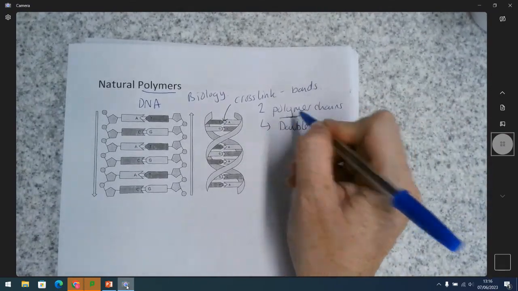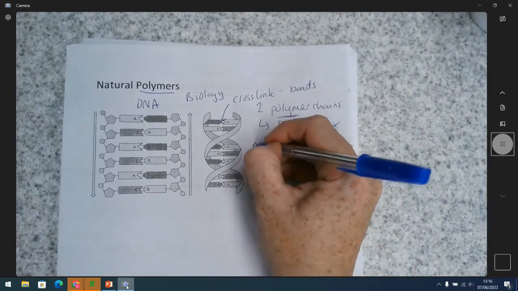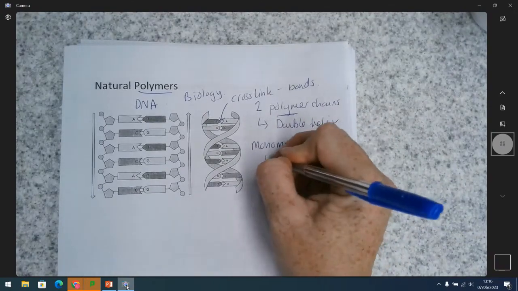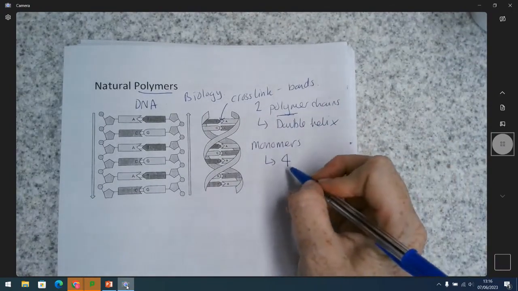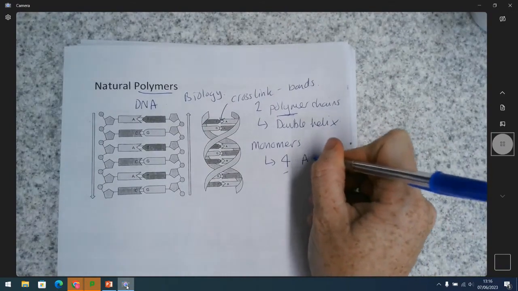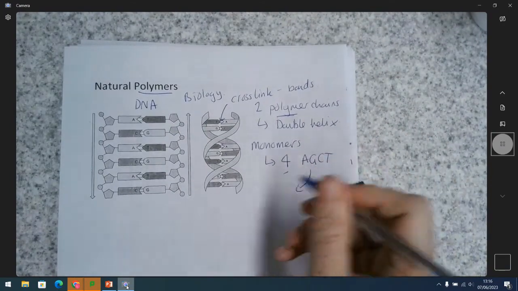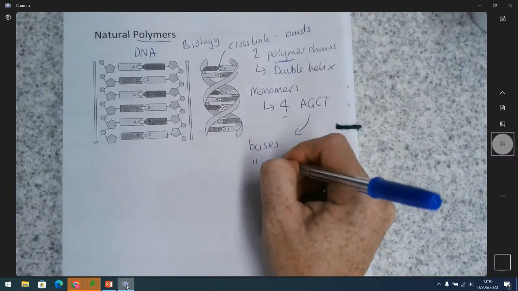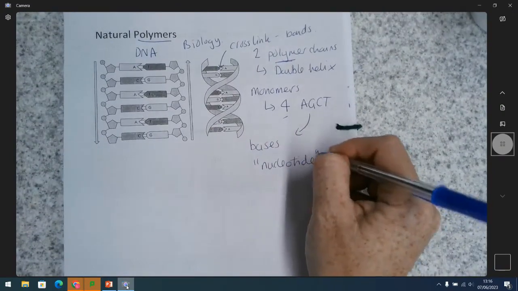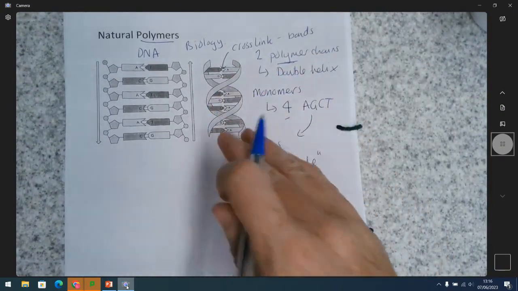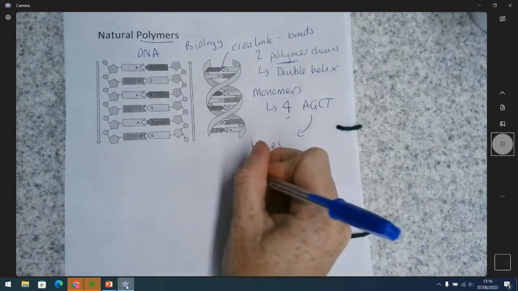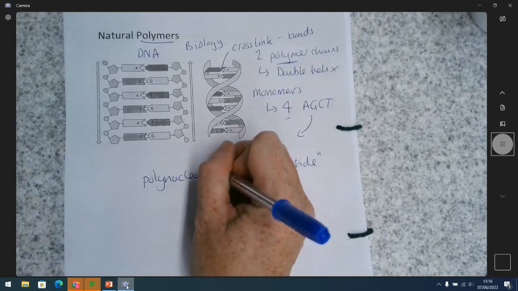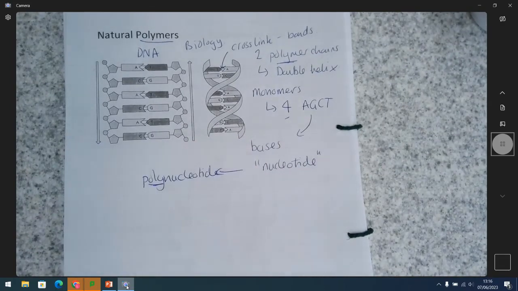Now we know polymers are made up of monomers. So you have to remember that in DNA, they have got monomers. They actually have 4 monomers. And again, you need to remember that number. They are A, G, C, and T, which you know as the bases of DNA. They're actually nucleotides. And those nucleotides, as you can see, form the polymer chain, which is why the polymer chains are called polynucleotides. You see, I'm just adding the word poly to that.